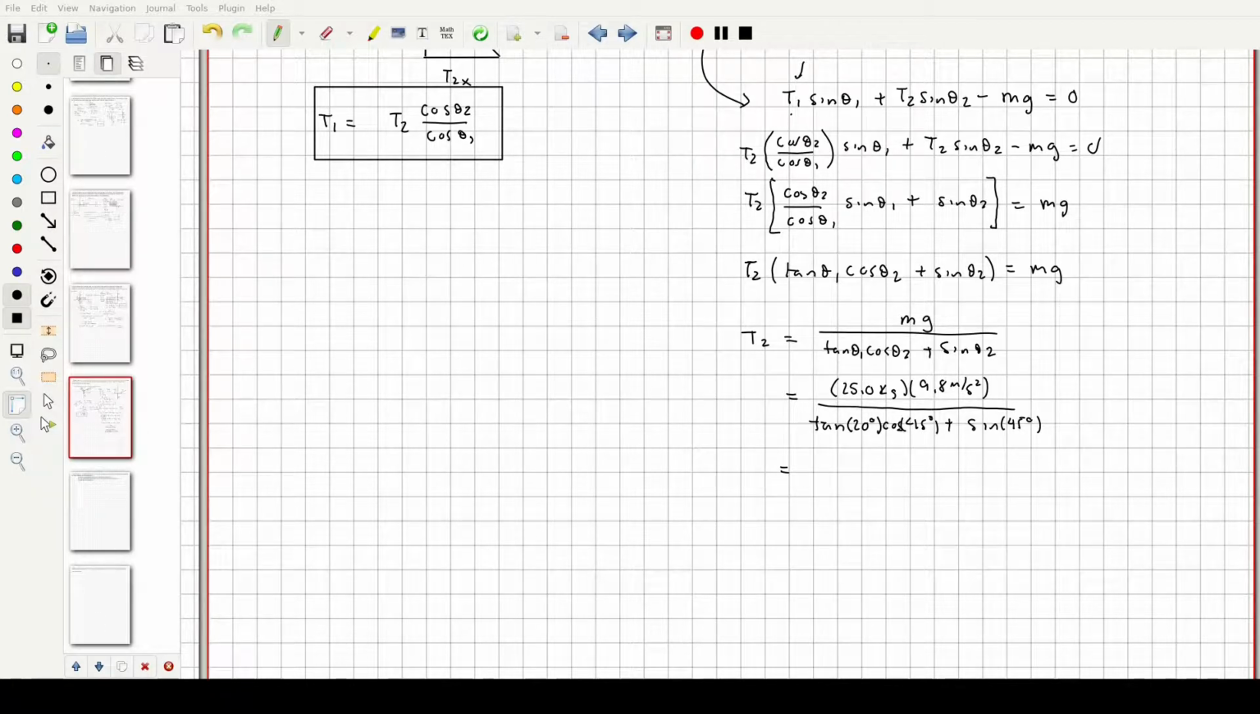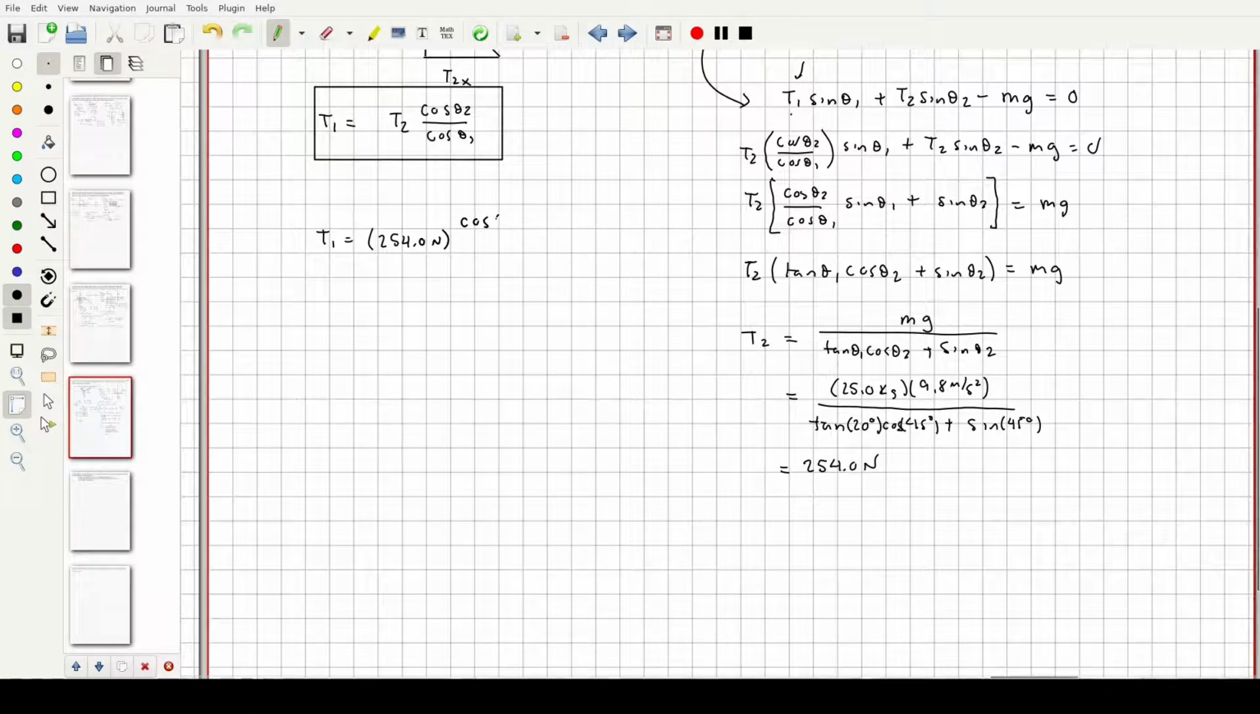Then add our sine in. All right. Then we're going to take 25 times 9.8. So I get, for this one, 254.0 newtons. Okay. Knowing that, we go back over here and plug what we got for T2 into the equation for T1.